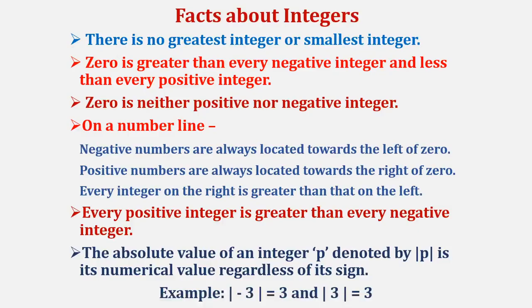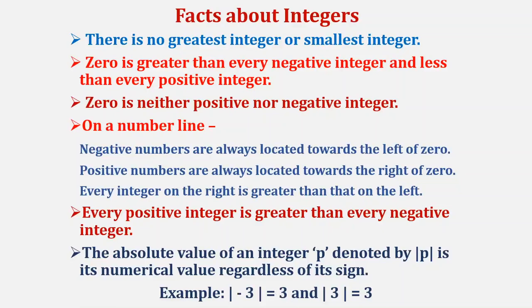Next, last one, but the fact is an important one: the absolute value of an integer p, denoted by modulus of p, is its numerical value regardless of its sign. Even though it is hard to read, it is very easy, because this is just the numerical value of the given number. So regardless of the sign, the numerical value of the given number is the modulus of the given number, or absolute value of the given integer.